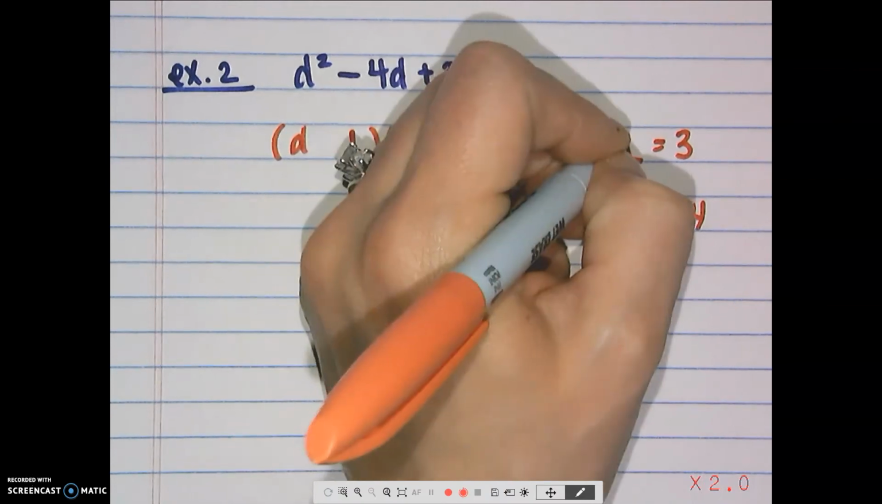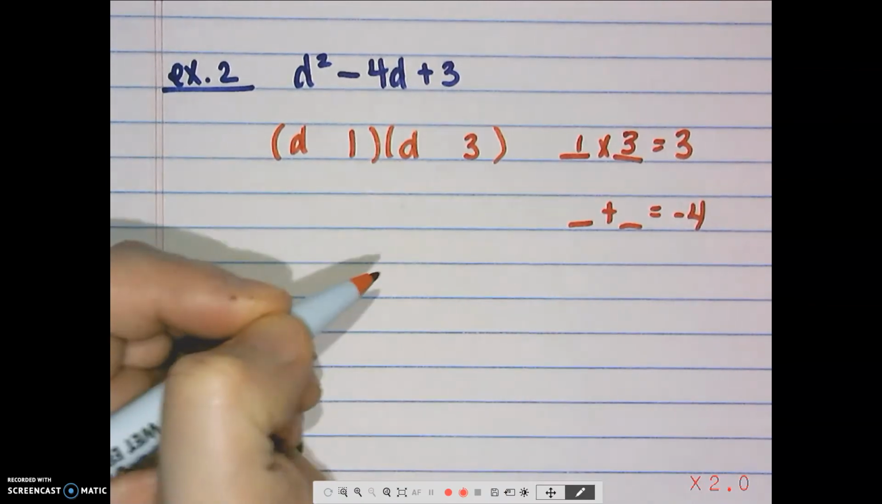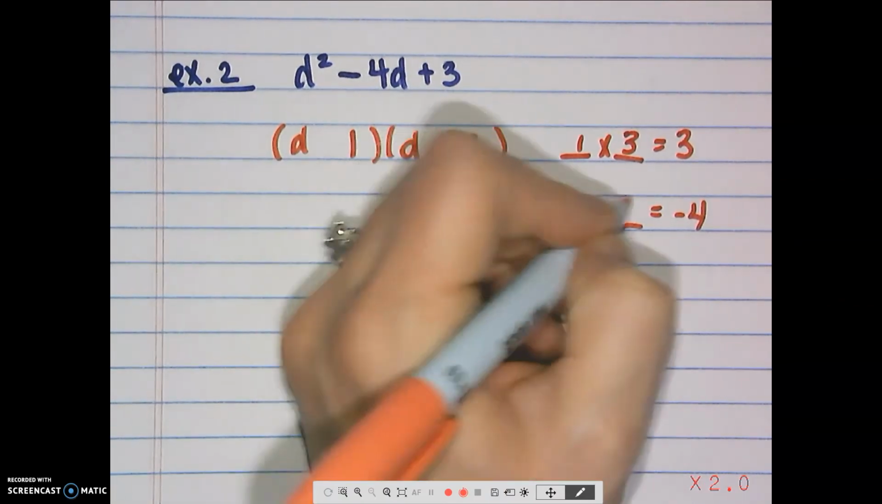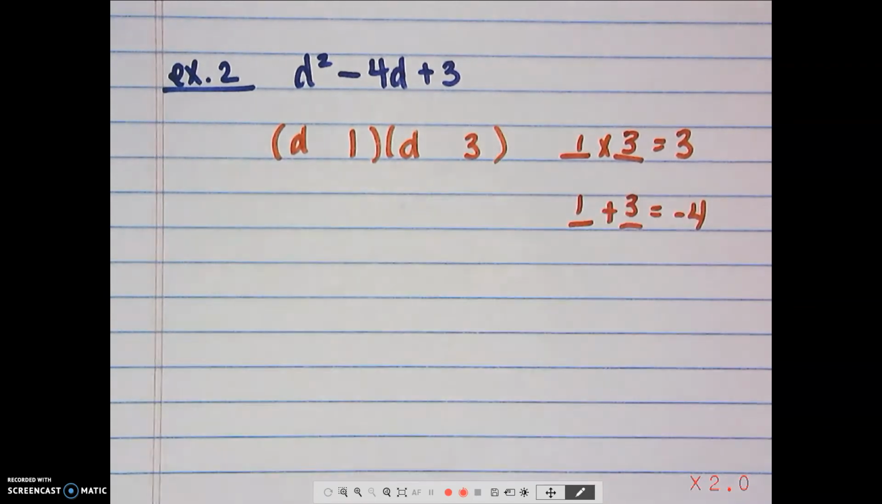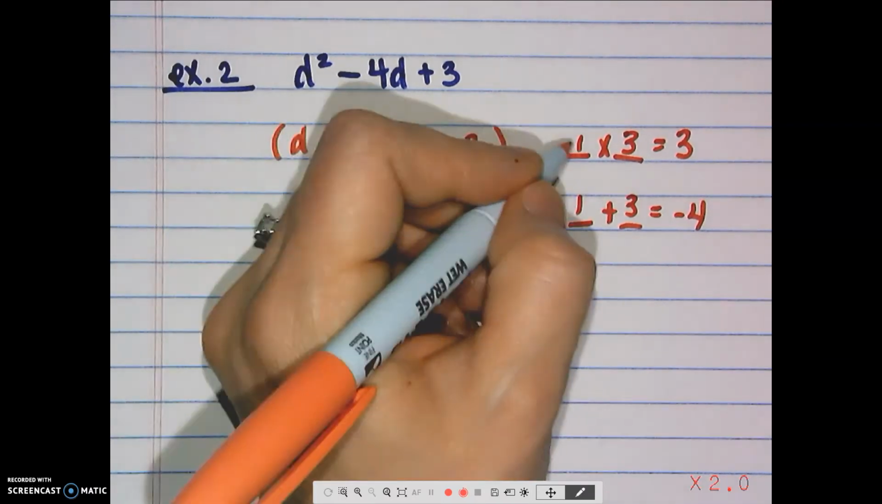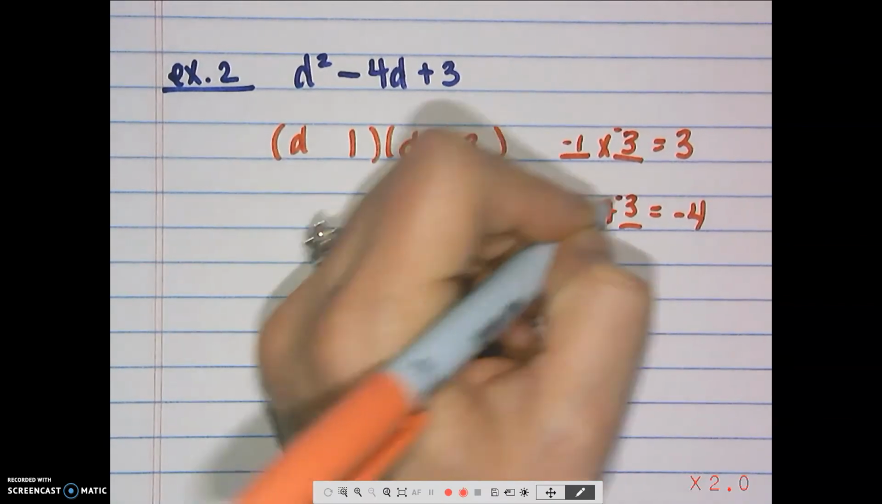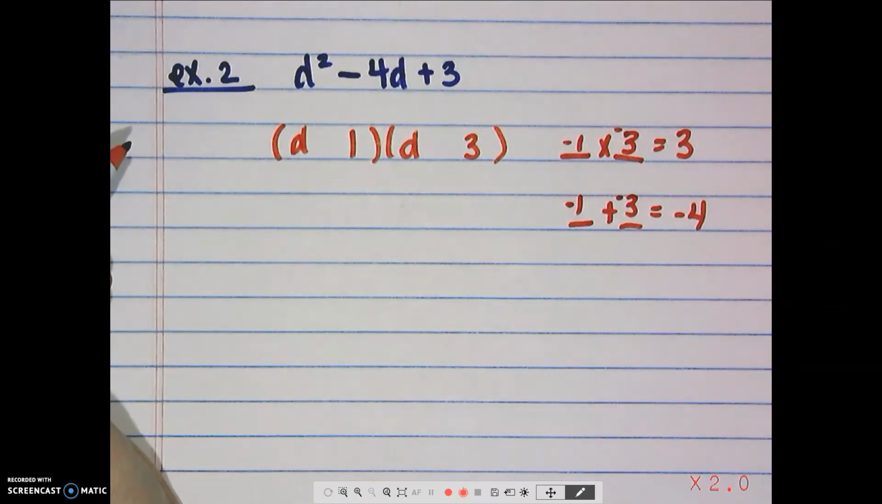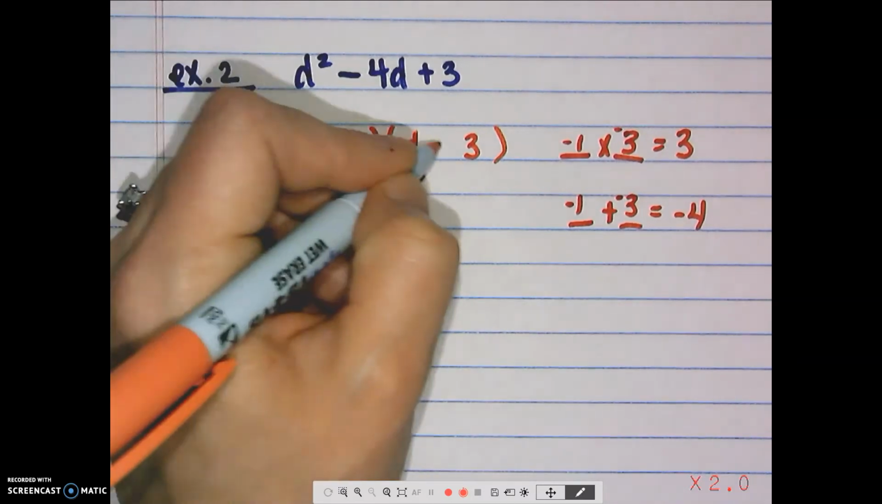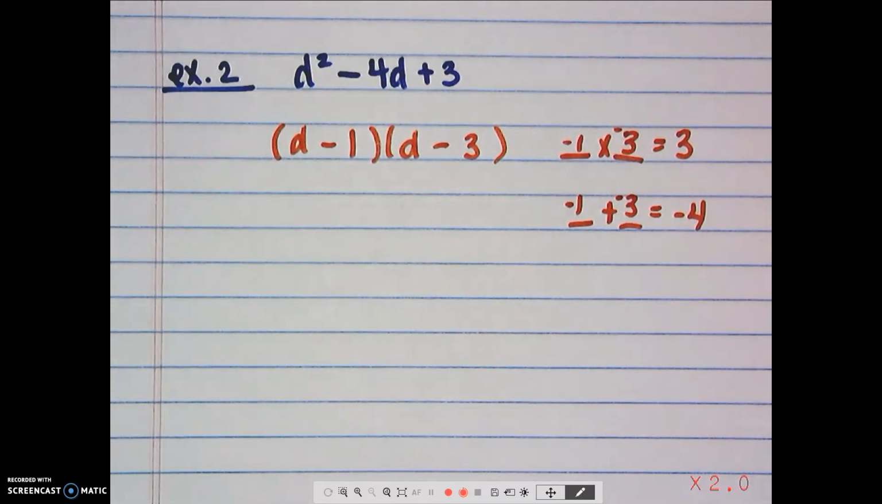But if I use a positive 1 times a positive 3, that does give me a positive 3, yet positive 1 plus positive 3 does not give me negative 4. That doesn't mean that we can't do this. How can we change this? Well, a negative 1 times a negative 3 is a positive 3, and a negative 1 plus a negative 3 is a negative 4. So both of these here would be negative.